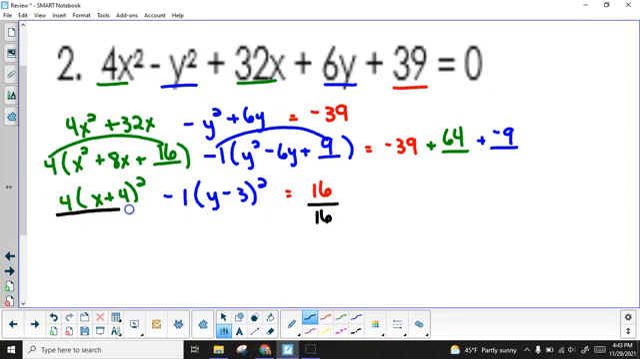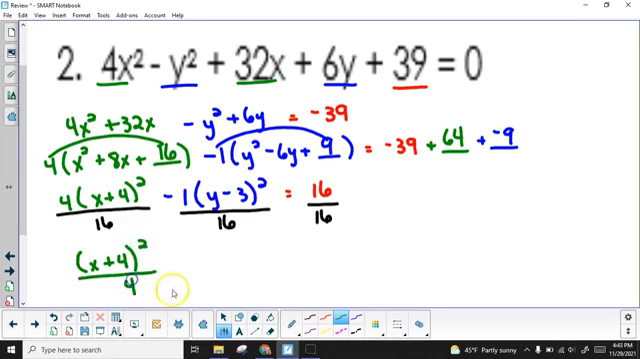When we divide the left by 16, I'm going to go ahead and split it up here as my x's and my y's. And then we want to simplify our fractions if we can. For these x's, we've got 4 over 16, which is 1/4. So this becomes x plus 4 quantity squared over 4 minus, now we don't have to write the 1 right here, y minus 3 quantity squared over 16, because we don't need to change anything here. And then equals 1. And there we go.